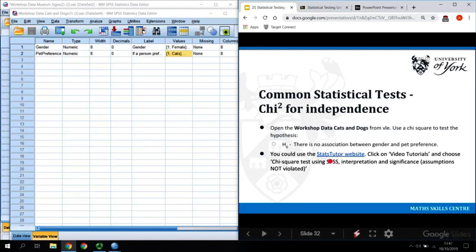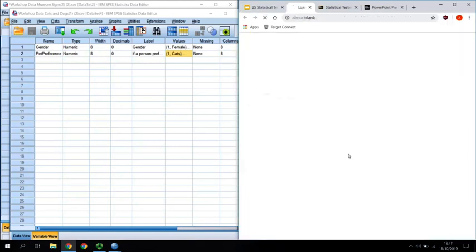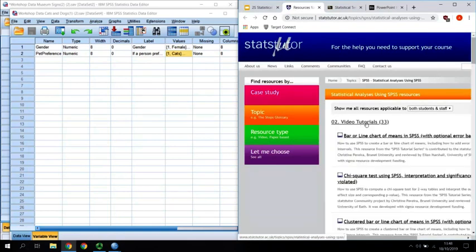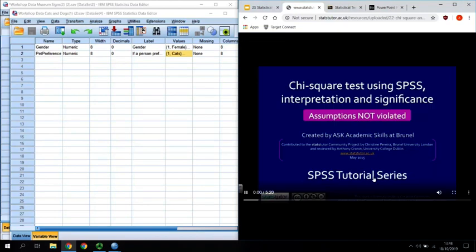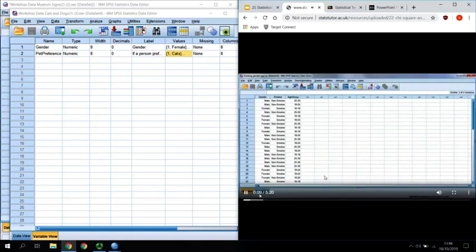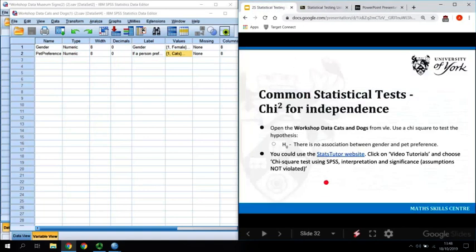We could go to the Statistical website, click on video tutorials, and choose chi-squared test using SPSS. So let's do that. Click on video tutorials. There are other resources here that you might find useful. Click on the video, and if we play that, it has data, and it'll run through how you run the chi-squared. You can watch that in your own time.